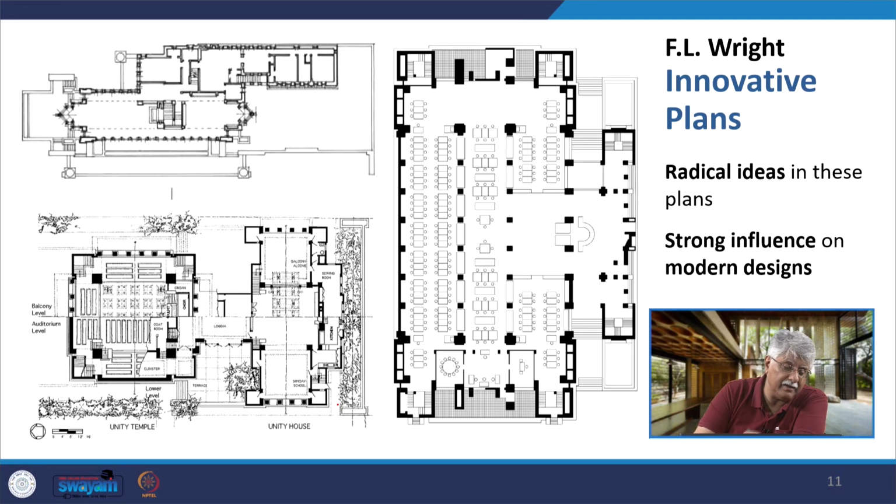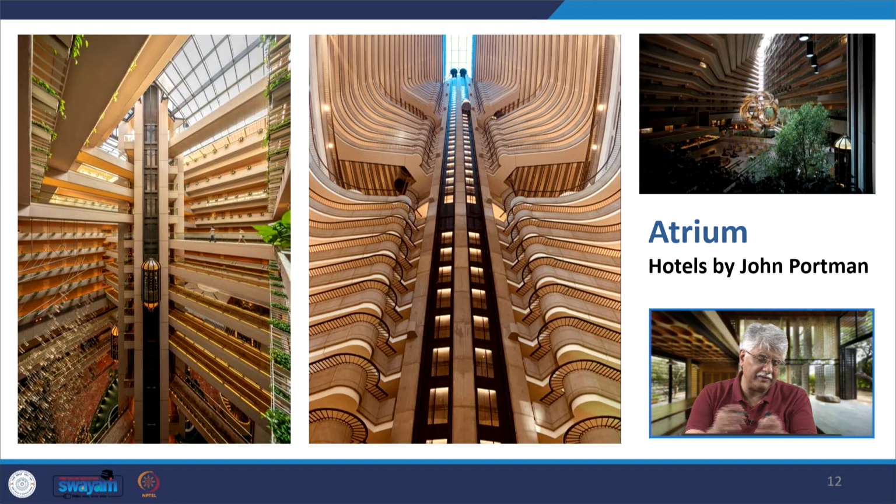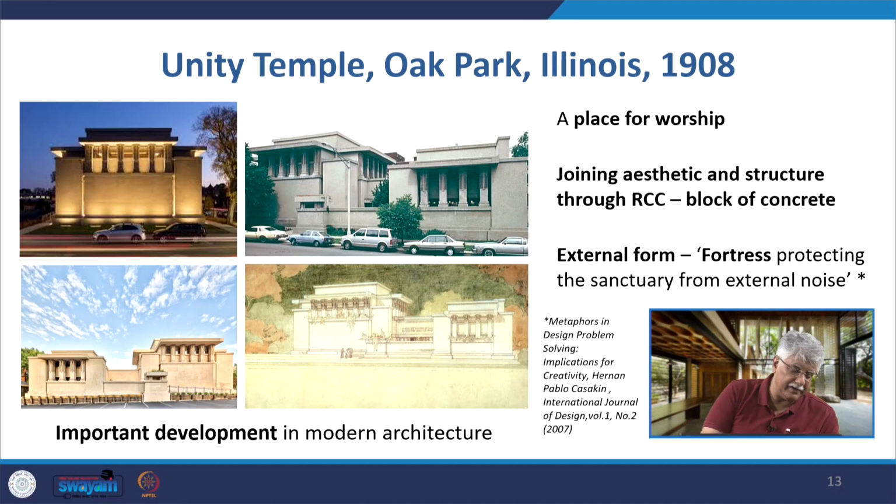So here we have three buildings. We are looking at the Roby House, the Unity Temple, and this Larkin Building. And this picture actually shows us again atriums in different hotels by John Portman. Okay, coming to the Unity Temple. Unity Temple is a complete block of exposed concrete. It was a place of worship, and he joined the aesthetic and structure of RCC in this as a block of concrete. The external form was like a fortress protecting the sanctuary from the external noise, and is a very important development in modern architecture, the Unity Temple.